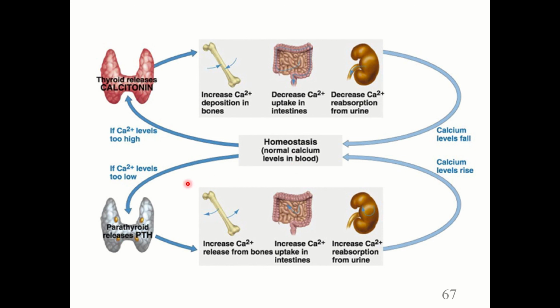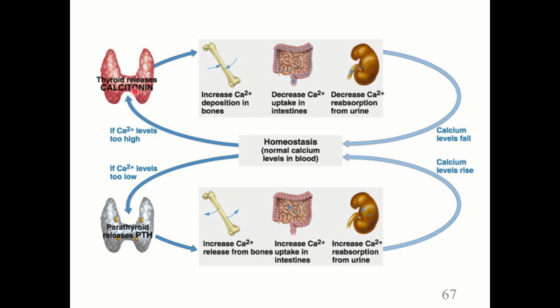So here you can see that when levels are too low, the parathyroid hormone is released, and this increases osteoclast activity, which increases calcium reabsorption from the bones into the blood. Parathyroid hormone is also going to increase calcium uptake in the intestines because it's going to increase the conversion of vitamin D to calcitriol in the kidneys. It's also going to increase calcium reabsorption from the urine so that we put it back in our body. Boop, we're back to normal.